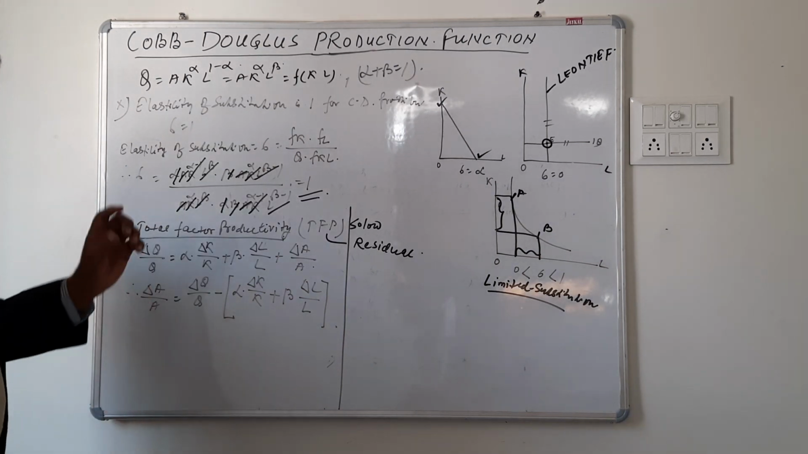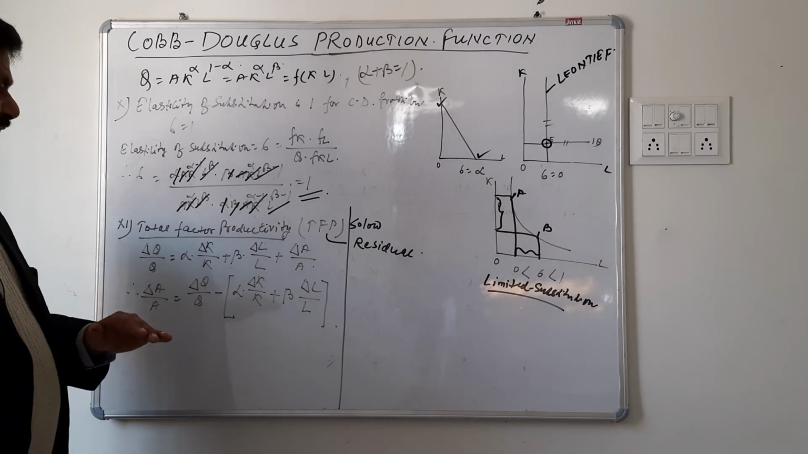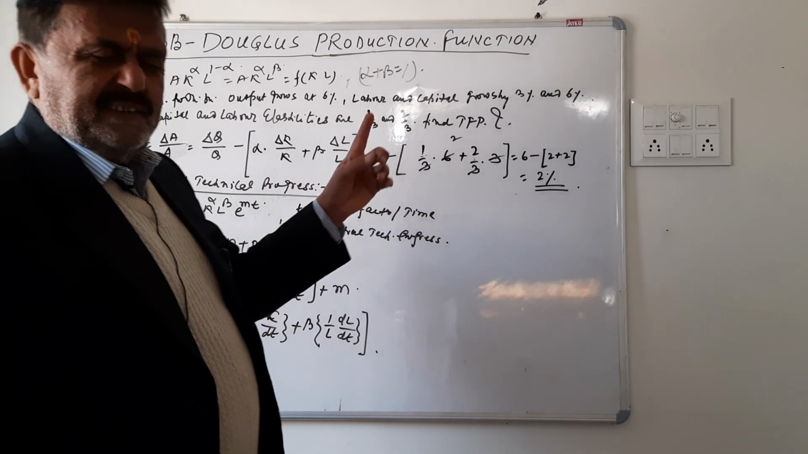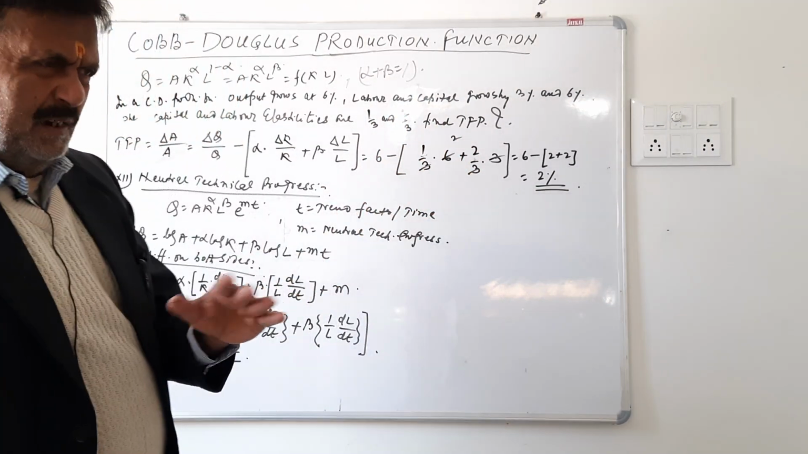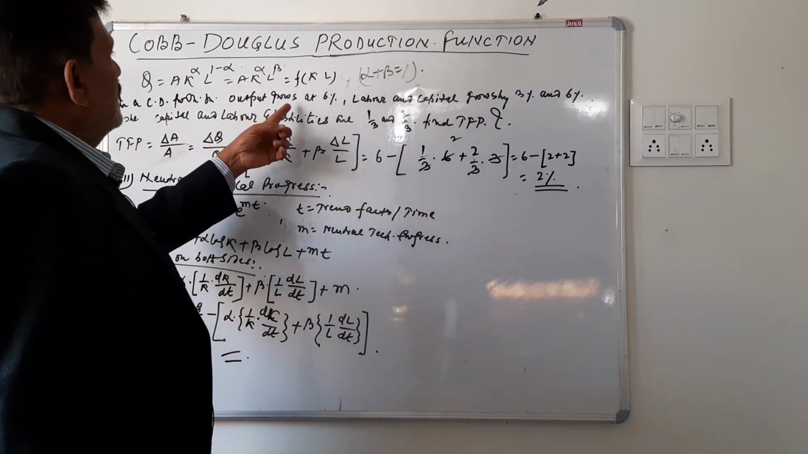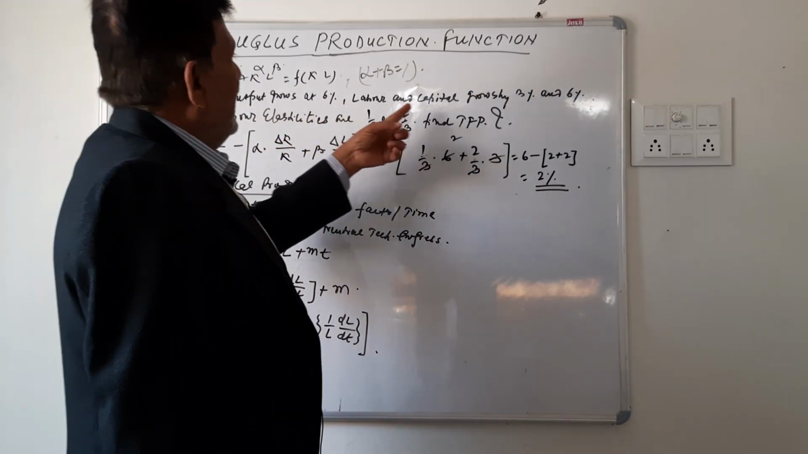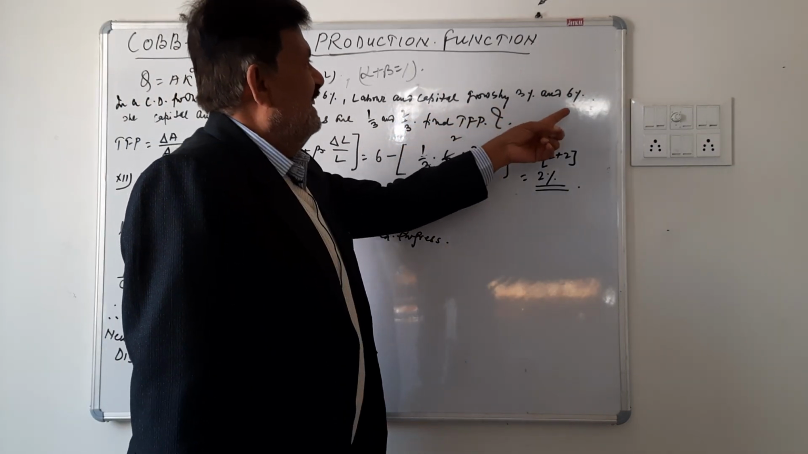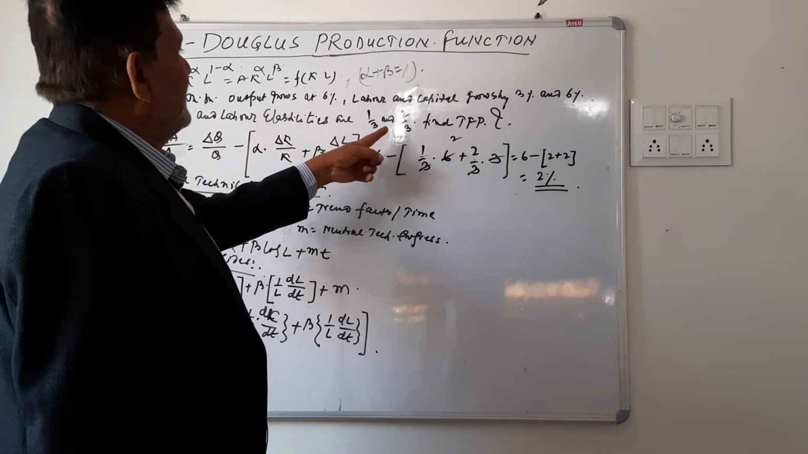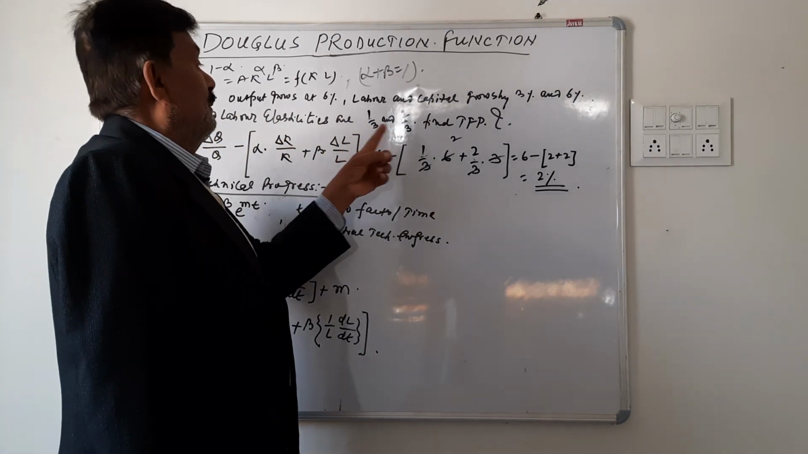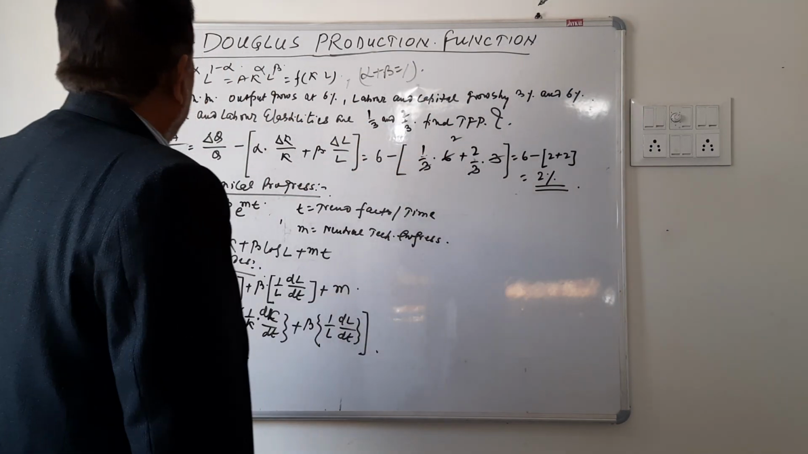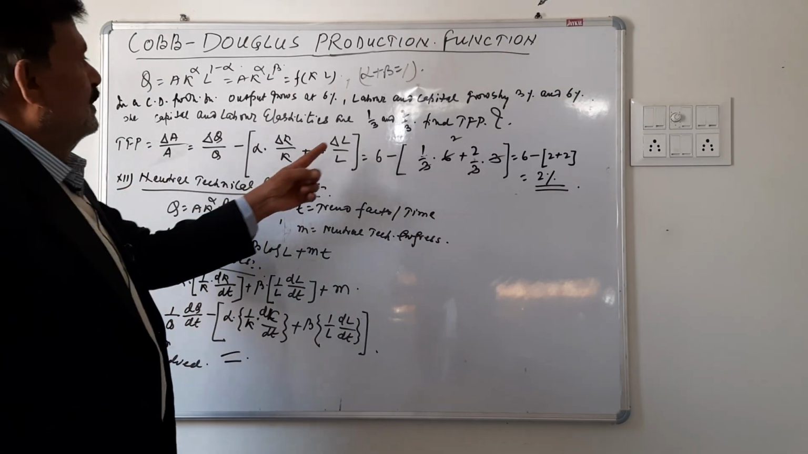Now, we may solve one smaller sum on this, which was asked in NET. This sum was asked in the NET exam a couple of years back. It says that in a CD production function, output grows at 6%, labor and capital grow by 3% and 6%. The capital and labor elasticities are 1 by 3 and 2 by 3. Of course, these are the shares of capital and labor in the output. Find total factor productivity.